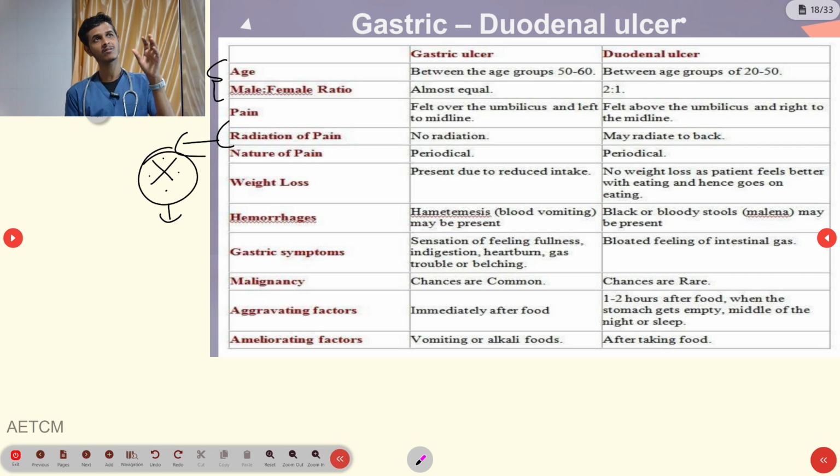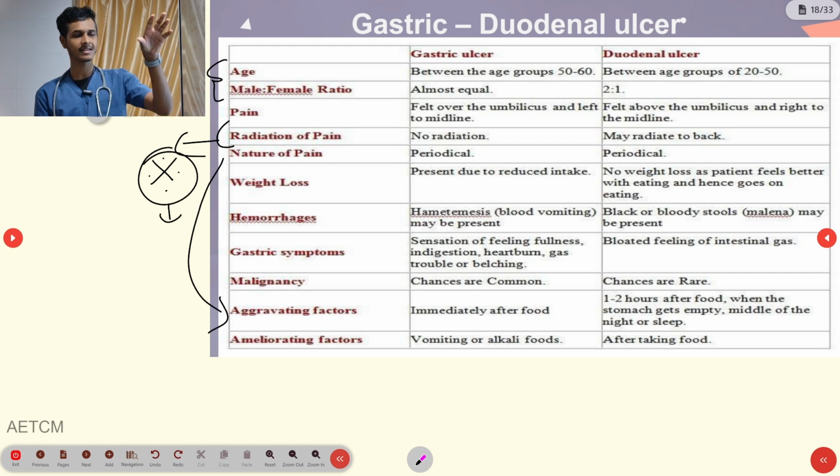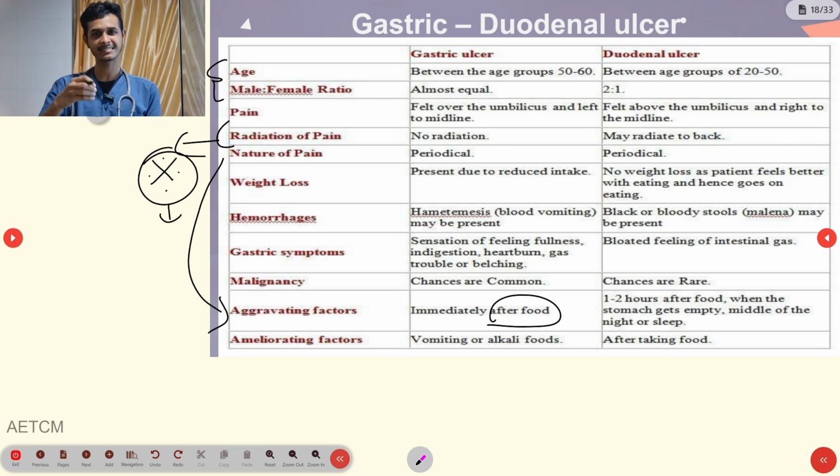And the nature of the pain: both will be periodic. When will it occur? Mainly in gastric ulcer, immediately after food. Immediately after food, your gastric acid will secrete, which will irritate your ulcer region, thereby producing pain. But in duodenal ulcer, it will occur only 1 to 2 hours after the food. Why? After 1 to 2 hours, your food will move from the gastric part to the duodenal part. Whenever your food material reaches the duodenal part, only then will it irritate the mucosa, and only then may the person feel the pain.